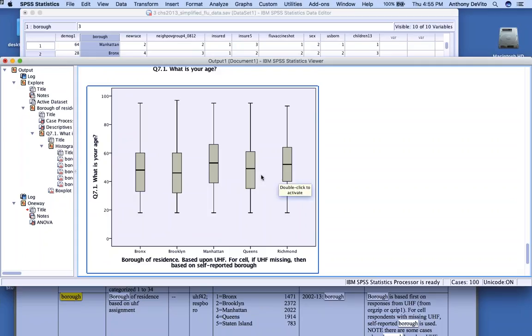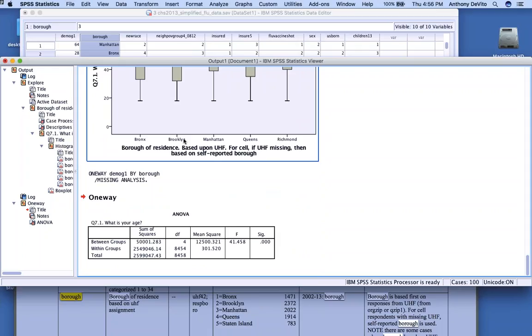Furthest right is Richmond, right? And the lowest one here is Brooklyn, right? So now we have to decide, look at all the variability here though, right? Now we have to decide, can I reject my null hypothesis and say that the means really are different with less than 5% chance of being wrong, right? Alpha equals 0.05. Let's go down to our analysis of variance.